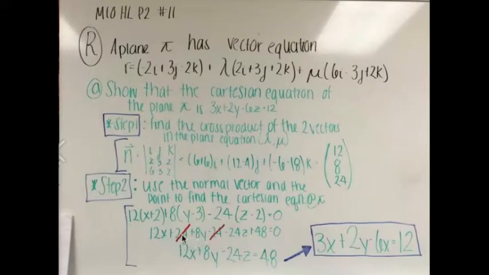Then you're going to move the 48 over to the right side of the equation, and this is going to give you the d value. So then, since the 24s cancel out, we have 12x plus 8y minus 24z is equal to 48. And this simplifies further into 3x plus 2y minus 6z, again this is supposed to be a z, is equal to 12. And that's part A of the problem.